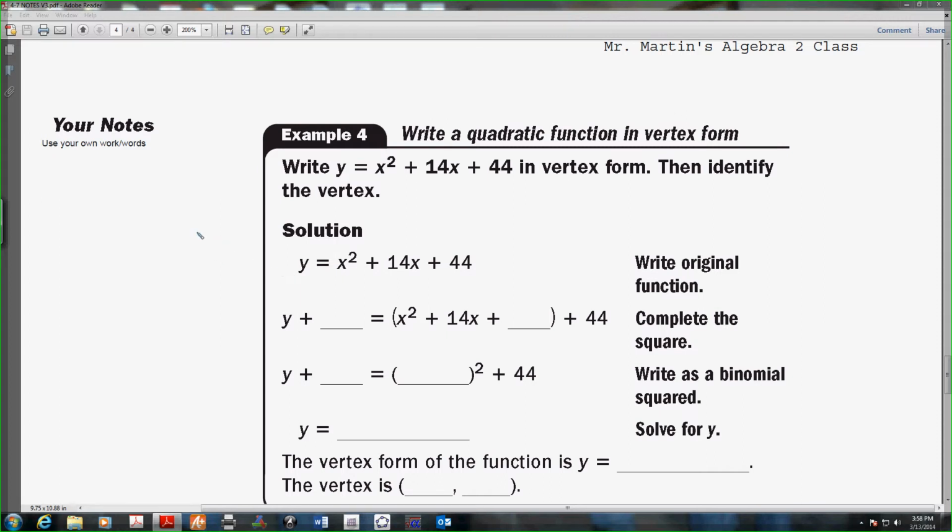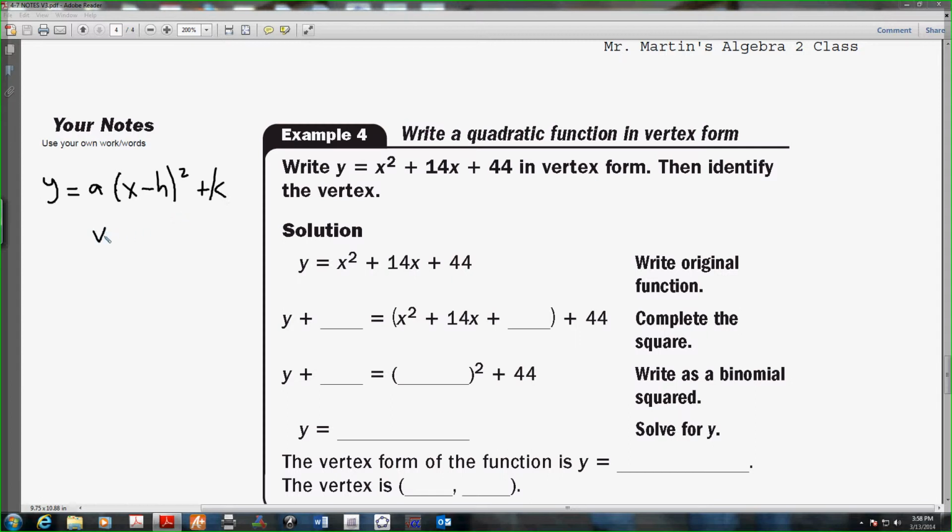Here we have example 4. Let's write out quadratic function in vertex form. So the first thing we have to remember, what was it to write in vertex form? So we have to know that vertex form is an equation of this form. Yes, this form, a times x minus h all squared plus k.